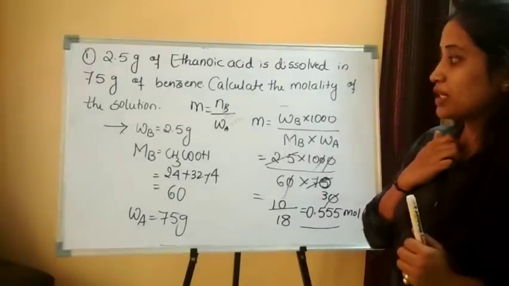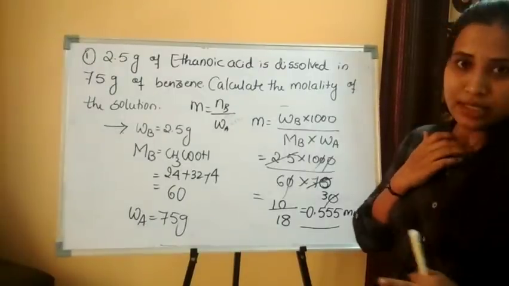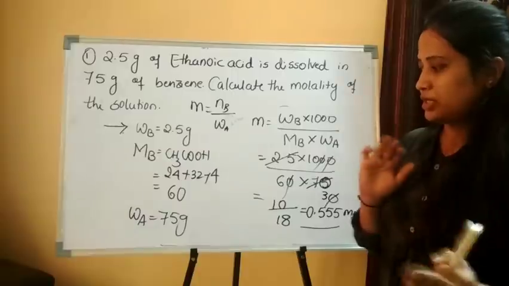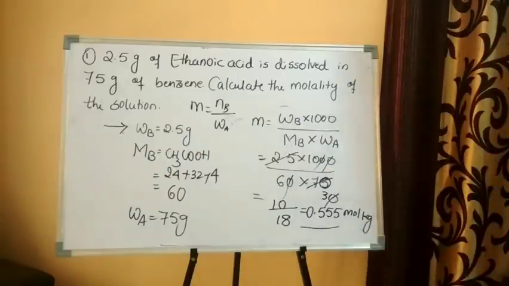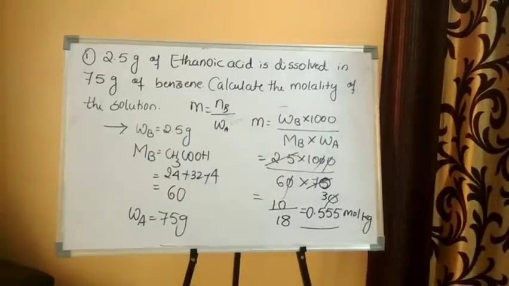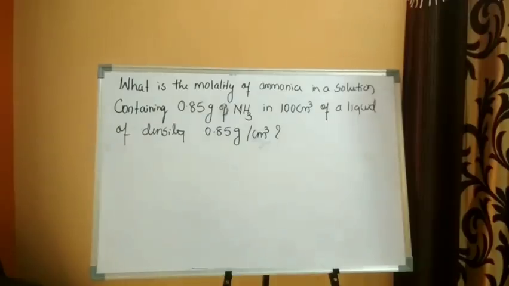Very simple problem. Let us take one more molarity numerical, so it becomes very easy to understand. Yes, dear students, see here, there is another problem based on molality. What is the molality of the ammonia in a solution containing 0.85 gram of ammonia in 100 cm cube of a liquid of density 0.85 gram per cm cube?